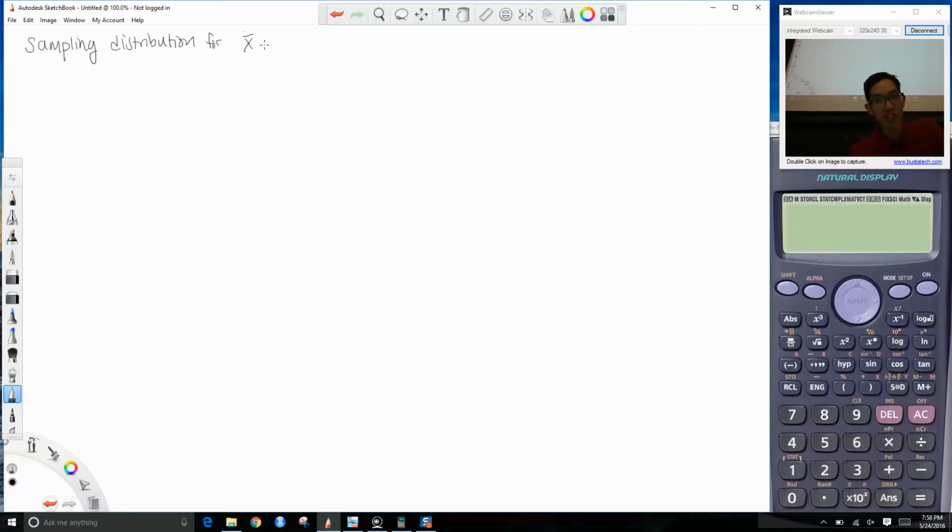That's right. The sampling distribution is the distribution of the sample mean X bar if we repeatedly take many samples out of the population. Okay.